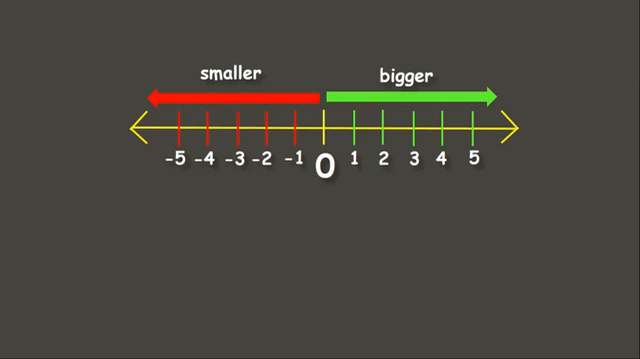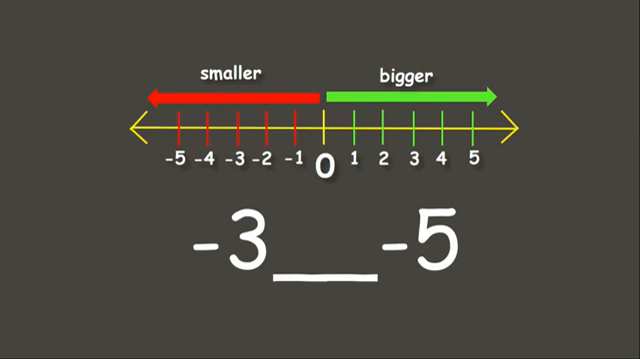Now what if we are comparing negative numbers? Since negative numbers get smaller and smaller, it means that the bigger the number, the smaller it is. Sounds confusing, right? Let's have an example. Let us compare negative 3 and negative 5. It seems that negative 5 is greater than negative 3. But here, negative 3 is closer to number 0. This means that negative 3 is greater than negative 5.